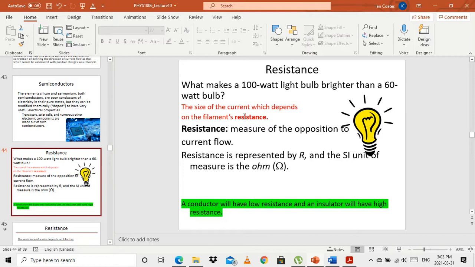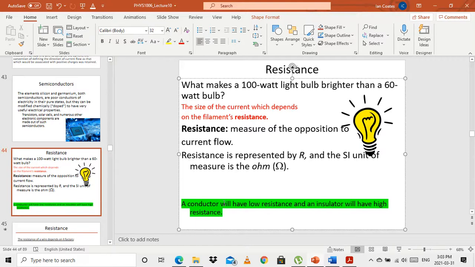That's it. So resistance is a measure of the opposition to current. I'm not going to say that current, which is I, is the opposite of the resistance, but it's a measure of the opposition to the current flow, and we'll get more into it. It's represented by an R, and it is measured in ohms, and this is your symbol for ohm.